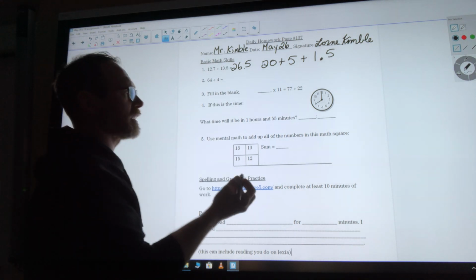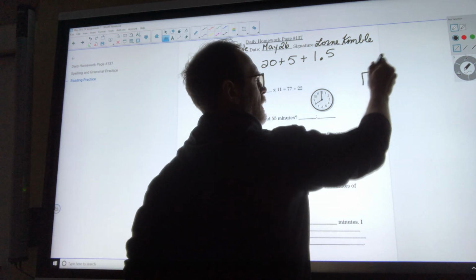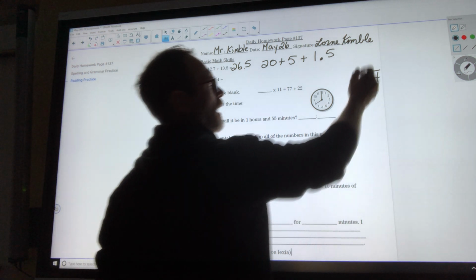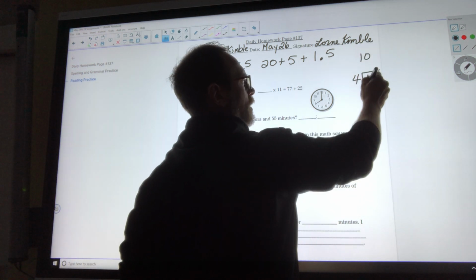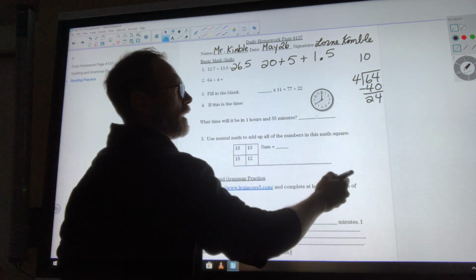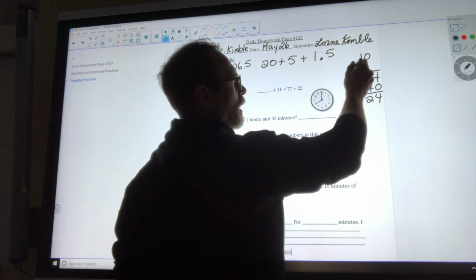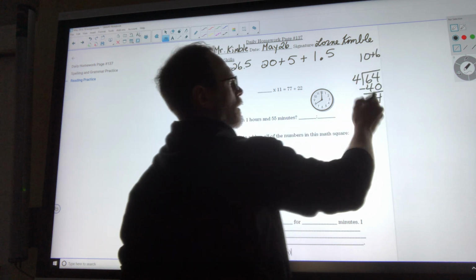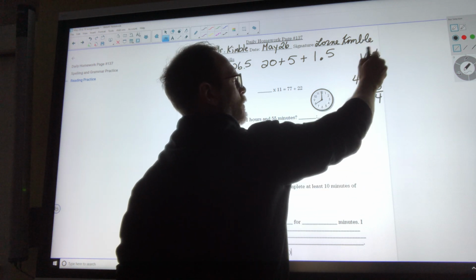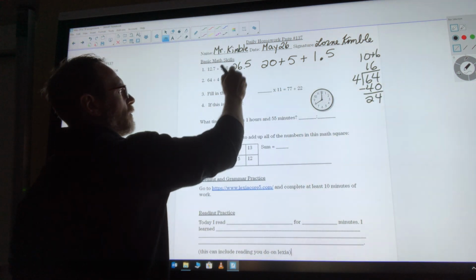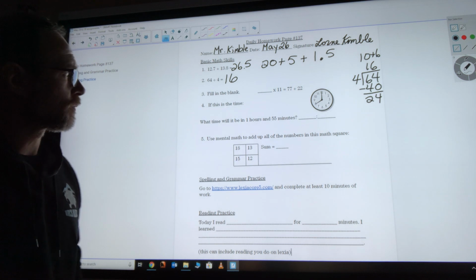My next question is 64 divided by 4. How many 4s does it take to get to 64? I'm going to use this method here. I'm going to put the 64 under the little house with 4 here. I know that 10 times 4 is 40, so that would leave me with 24 left over. And I know that it takes 6 4s to get to 24. So that would mean I have 10 and 6, which is 16. 16 times 4 is 64, so 64 divided by 4 is 16.